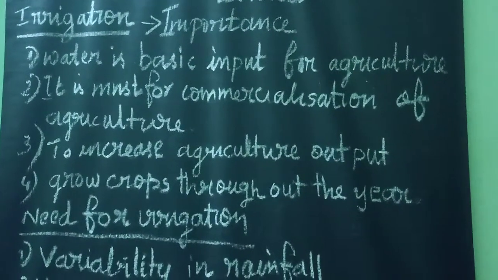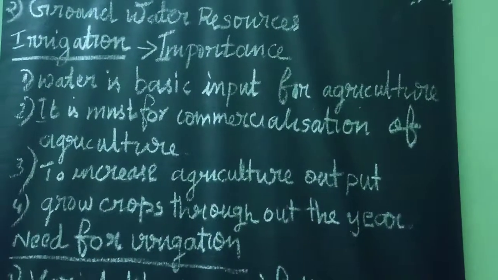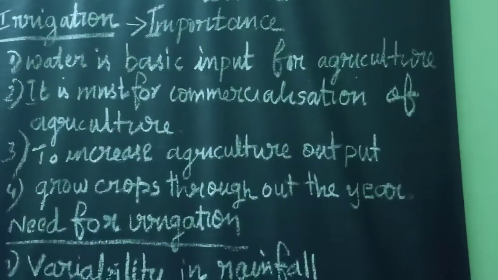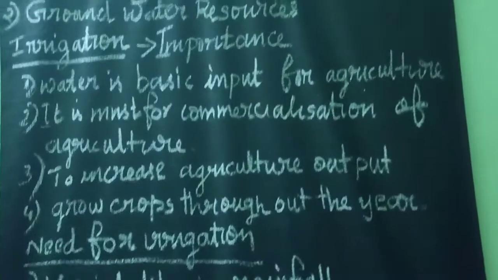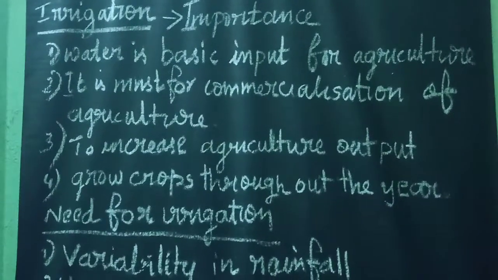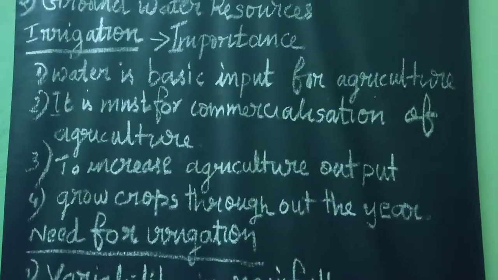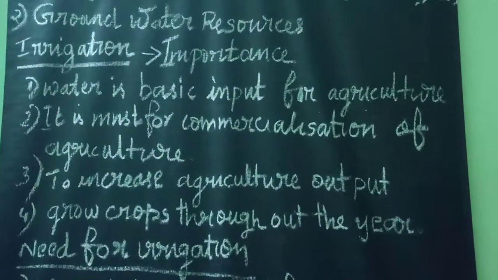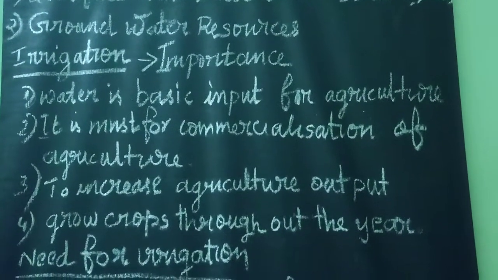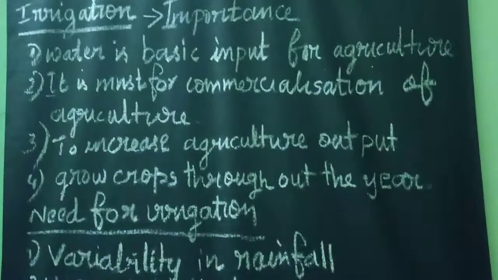Okay. So, importance of irrigation. We know already India is an agriculture country, where nearly 2/3 of its total population depends on agriculture production. So in order to increase this agriculture production, we have to improve our irrigation resources.